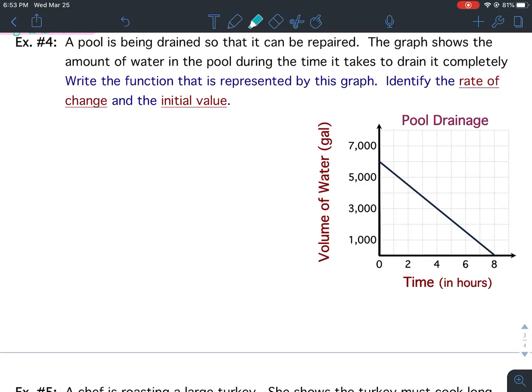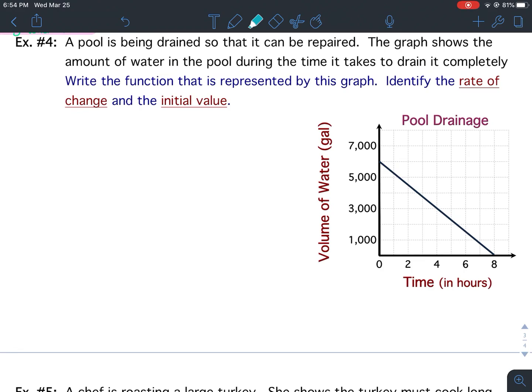Using functions to model relationships, example number 4. A pool is being drained so that it can be repaired. The graph shows the amount of water in the pool during the time it takes to drain it completely. Write the function that is represented by this graph. Identify the rate of change and the initial value.